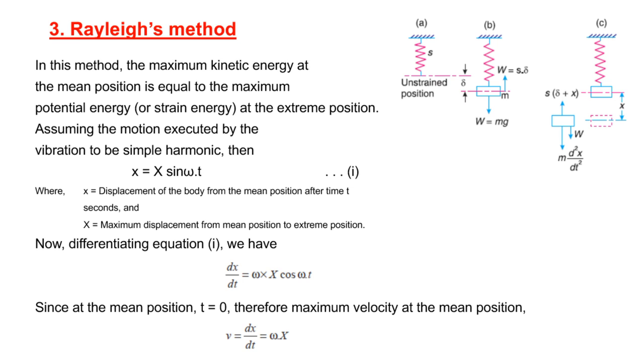Therefore, differentiating this equation 1, we get dx by dt equal to omega into capital X cos omega t. Since at mean position t is equal to 0, cos omega t will be 1. Then we have dx by dt equal to omega into X. This is nothing but the velocity. dx by dt is equal to omega into X.